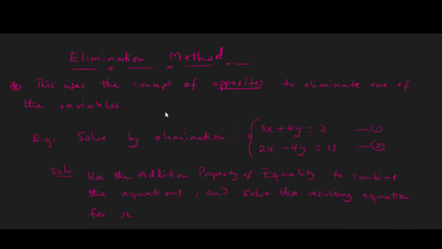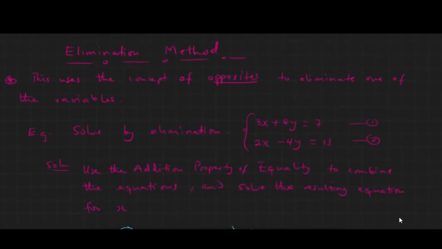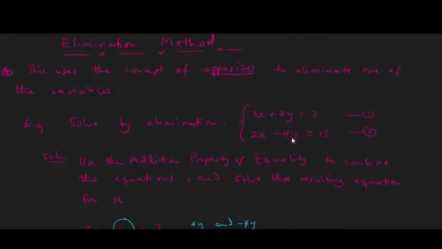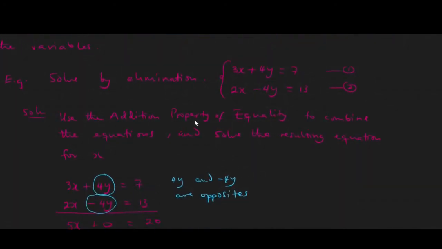In the third method, the elimination method, the concept of opposites is used to eliminate one of the variables. So for example, in the question solved by elimination, the set 3x plus 4y is equal to 7 and 2x minus 4y is equal to 13, we will use the addition property of equality to combine both equations, and the resulting equation will be used to solve for x. Now, what we mean by the addition property of equality is that if the solution set is the same for both equations, then adding the left-hand side of both equations will equal adding the right-hand side. And that is what we see here.